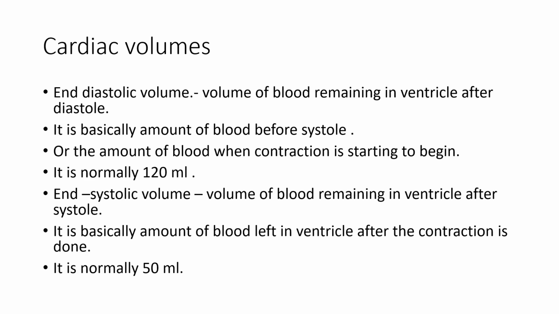Cardiac volumes. So we have got two cardiac volumes, end diastolic volume and end systolic volume. As you can guess by the name, the volume of blood remaining in the left ventricle after diastole is called the end diastolic volume. It is basically the amount of blood before systole, or the amount of blood when the contraction is starting to begin, and it is normally 120 ml.